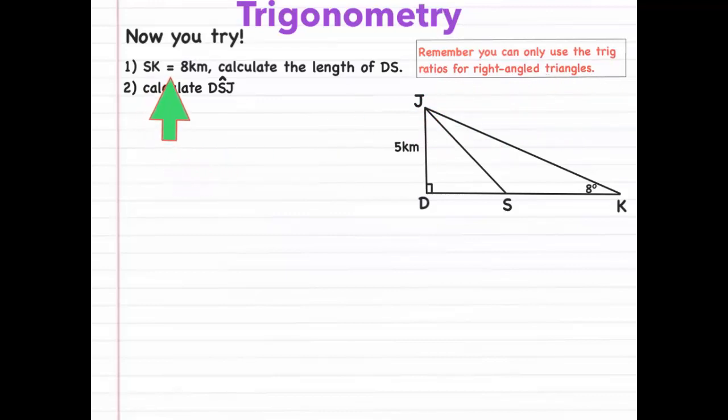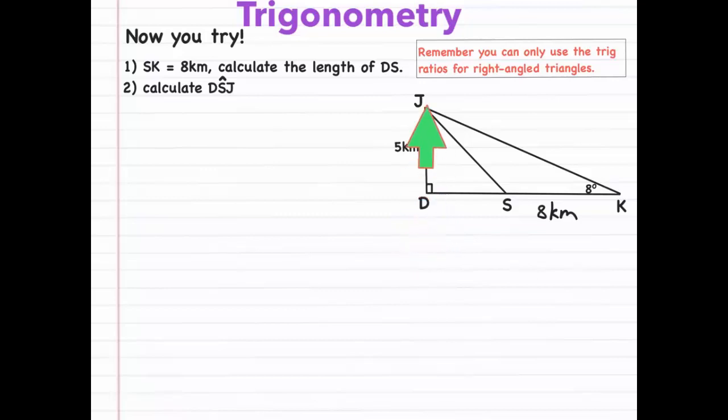They say that SK equals 8 kilometers. So SK is 8 kilometers. So let's write that in. That's 8 kilometers. And then they want us to calculate the length of DS, this one. Now, if we just look at this small triangle here, JDS, we don't have any other angles and we just have one side. So we cannot use our trigonometric ratios for this, and we cannot use Pythagoras.